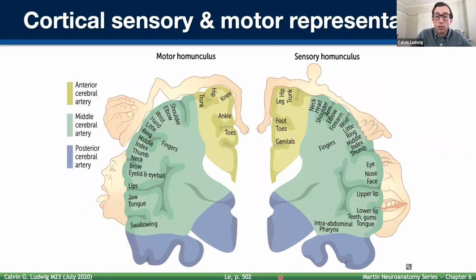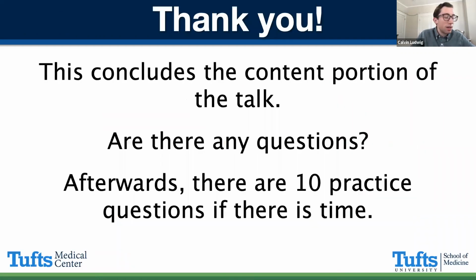Okay. This figure is another depiction of the homunculus, and I like it because it not only has the sensory homunculus that we saw before, but also the motor homunculus, which is similar but not completely the same. And then I also like it because it has the principal artery that supplies that region, and you can correlate deficits in a person, perhaps to which artery is affected. So that concludes the content portion.